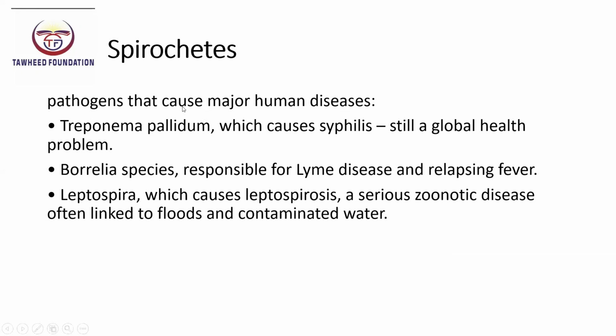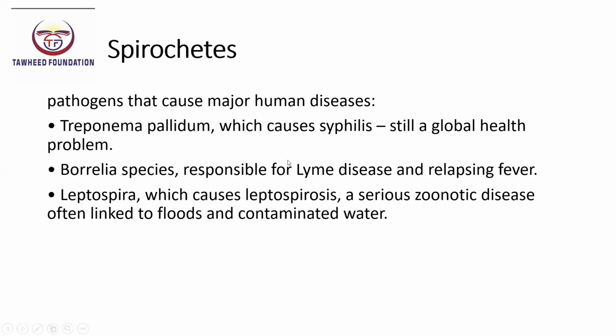The pathogens that cause major human diseases are Treponema pallidum, Borrelia species, and Leptospira. Treponema pallidum causes syphilis. It is still a global health problem. Borrelia species are responsible for Lyme disease and relapsing fever, and Leptospira interrogans causes leptospirosis, a serious zoonotic disease often linked to floods and contaminated water.